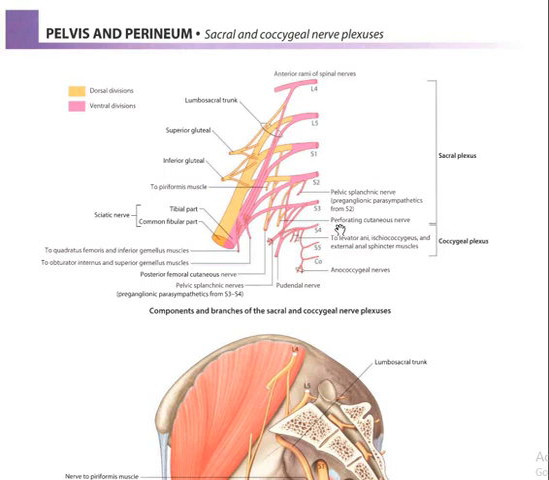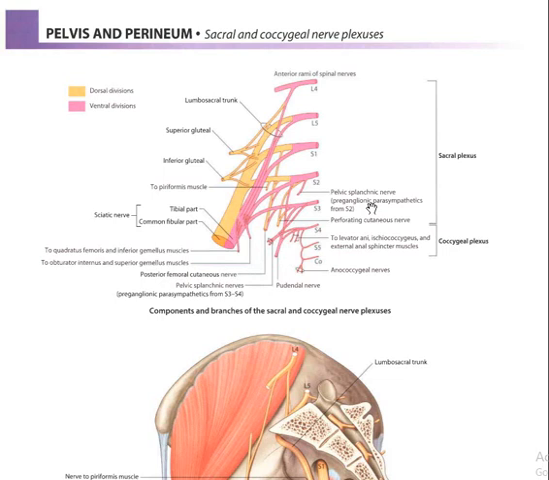The second nerve is the perforating cutaneous nerve, which supplies the skin at the gluteal cleft, the intergluteal cleft, and the inferior gluteal fold. You also have the nerve to levator ani muscle and the coccygeus, ischiococcygeus and all that coming from the coccygeal plexus. We have the anococcygeal nerve again. We also have the posterior femoral cutaneous nerve, supplying the skin of the posterior part of the thigh. We also have the pelvic splanchnic nerve of S3 and S4.